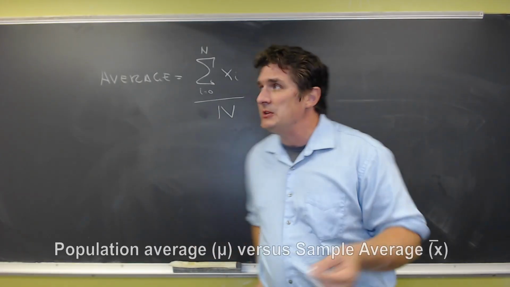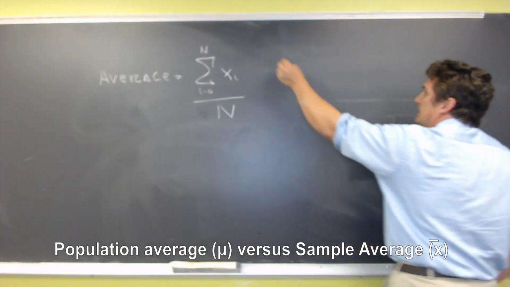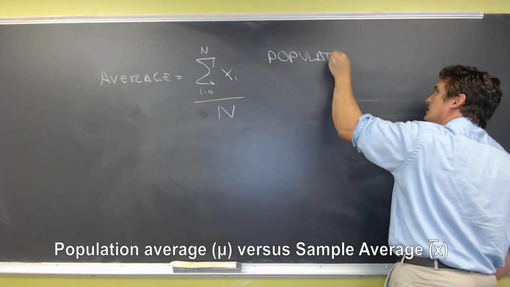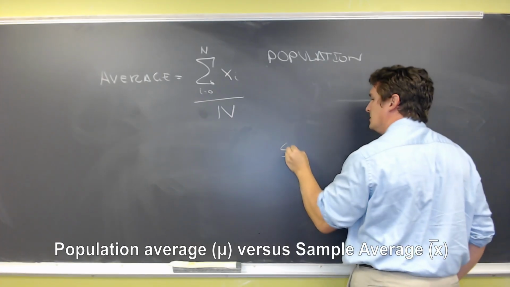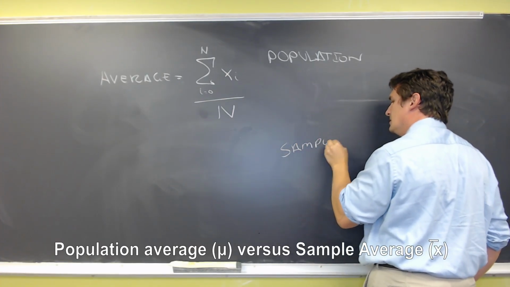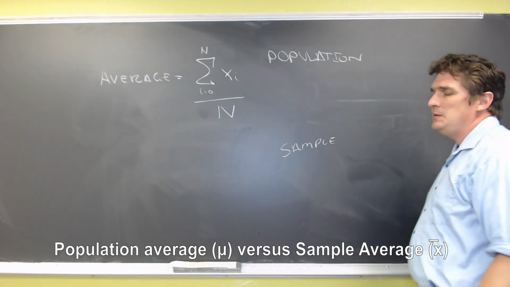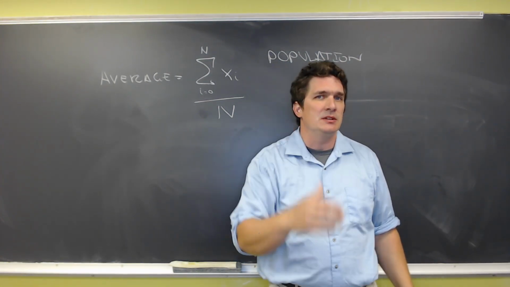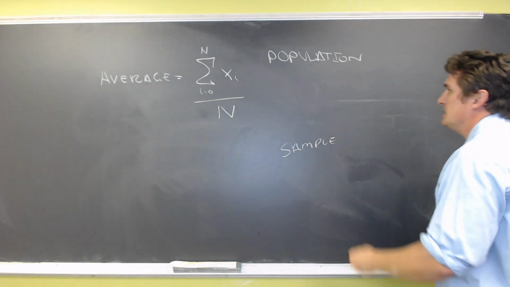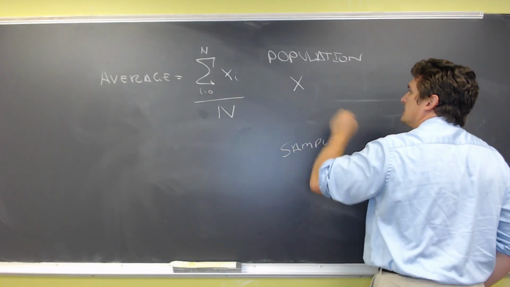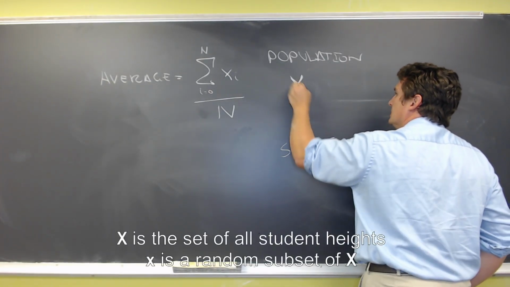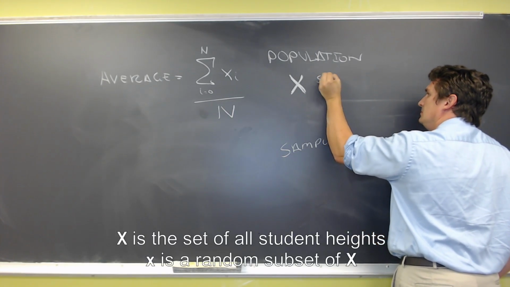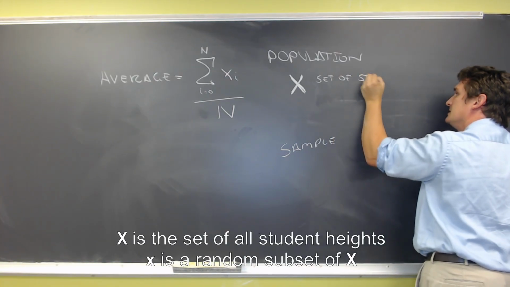Let's consider a population average versus a sample average. So what do we mean by population? Let's consider average heights, and let's consider the average heights of all students on a campus. So let's represent this with a set of X, our big bold X. So X here is the set of all student heights.